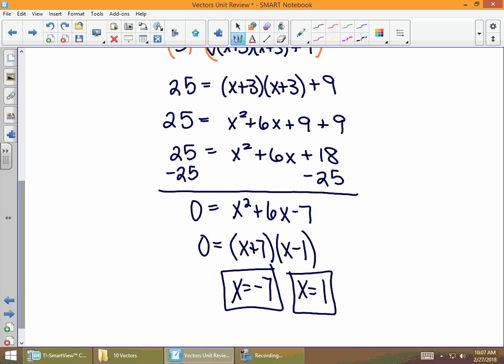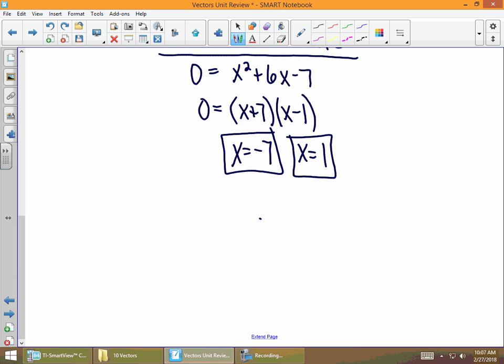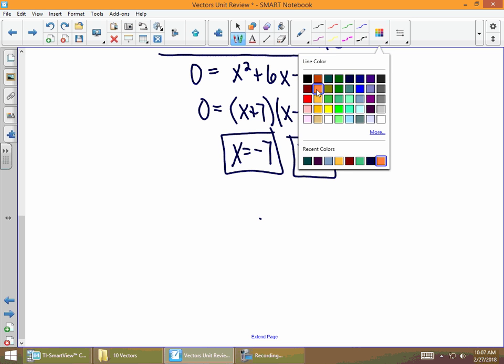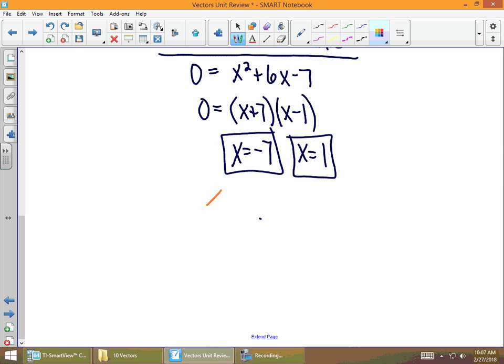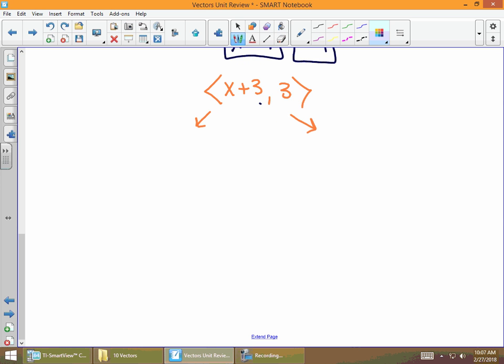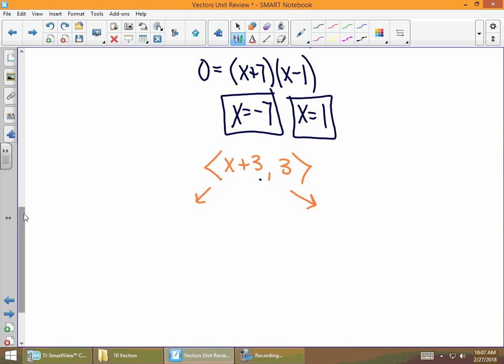We can plug back in to our original vector. So the vector that we found was the vector x plus 3, 3. The horizontal component was x plus 3, and the vertical component was 3. So what we're saying here is we have two options of vectors that could have a magnitude of 5. We could have the vector negative 7 plus 3, 3. And so that would be negative 4, 3.